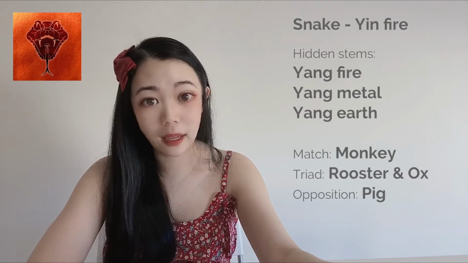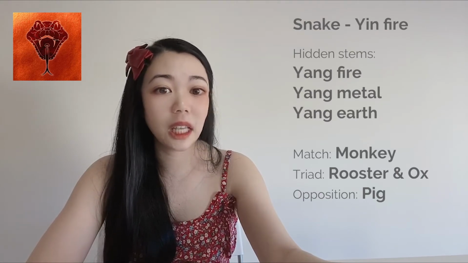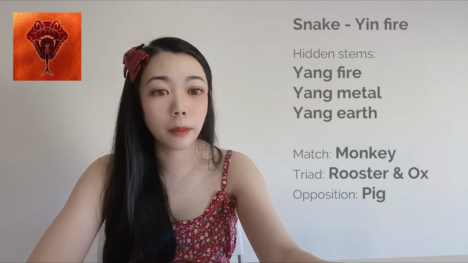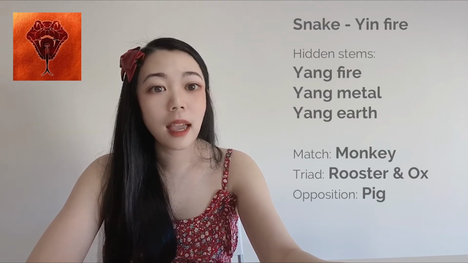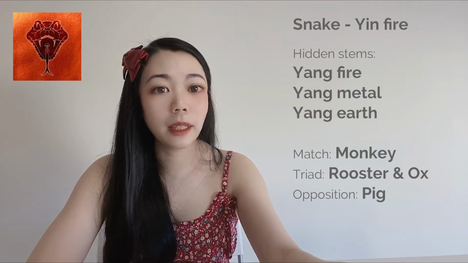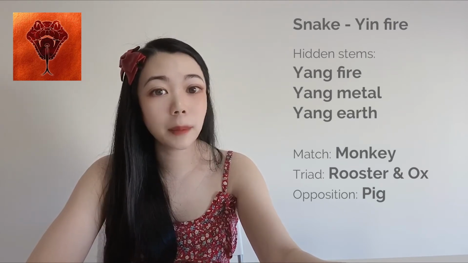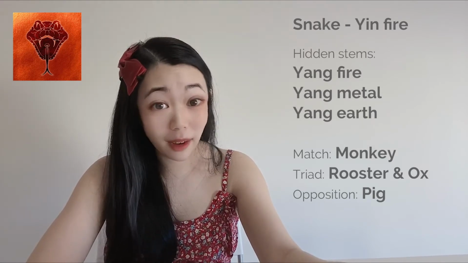So let's go back to snake. Snake has 50% of yang fire. Even if labeled as yin fire, it still has mostly yang fire, and you need to remember it as yang fire. Snake matches with monkey. Snake, rooster, and ox can form a triad of metal. Same thing we mentioned before: only when you see a metal on your heavenly stems can these three elements be seen as metal. Otherwise, it will only be a triad. Snake's opposition is pig. Snake and pig, they probably don't hang out much.